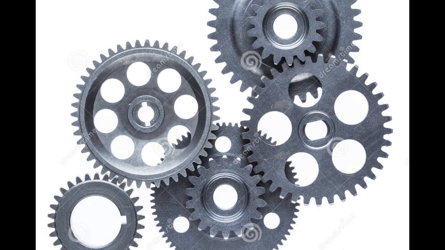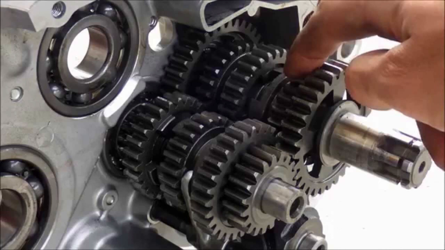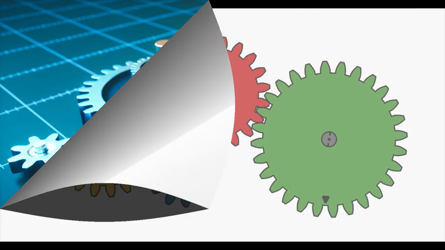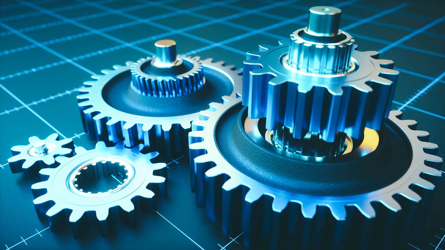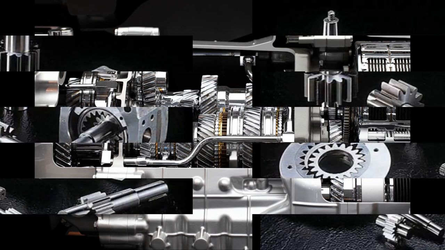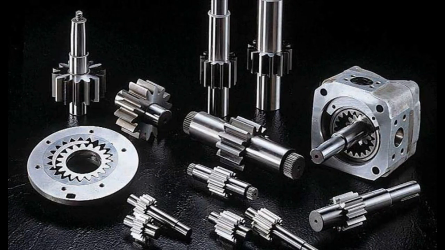A simple gear consists of a metal wheel or a disc with slots called teeth around the edge. The teeth of one gear fit together with the teeth of another gear. Each gear has a metal axle in the middle.